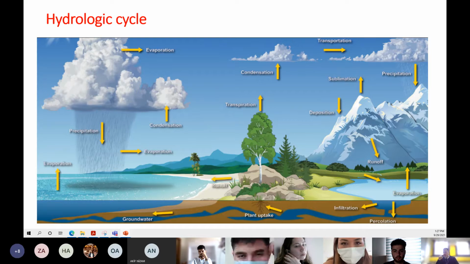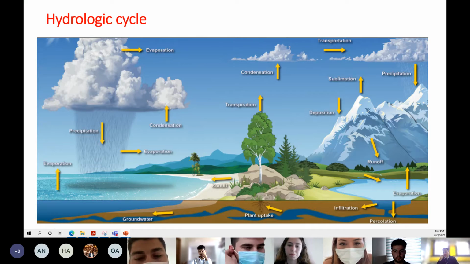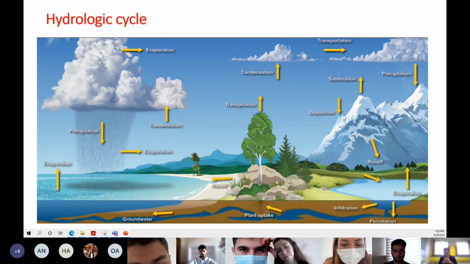Hydrologic cycle is the cycle, or the motion, of water on the earth. Hydrologic cycle is a symbol of conservation of mass. Our mass here is water. You know from physics about conservation of mass: mass is never destroyed or produced, or the amount of mass is constant.